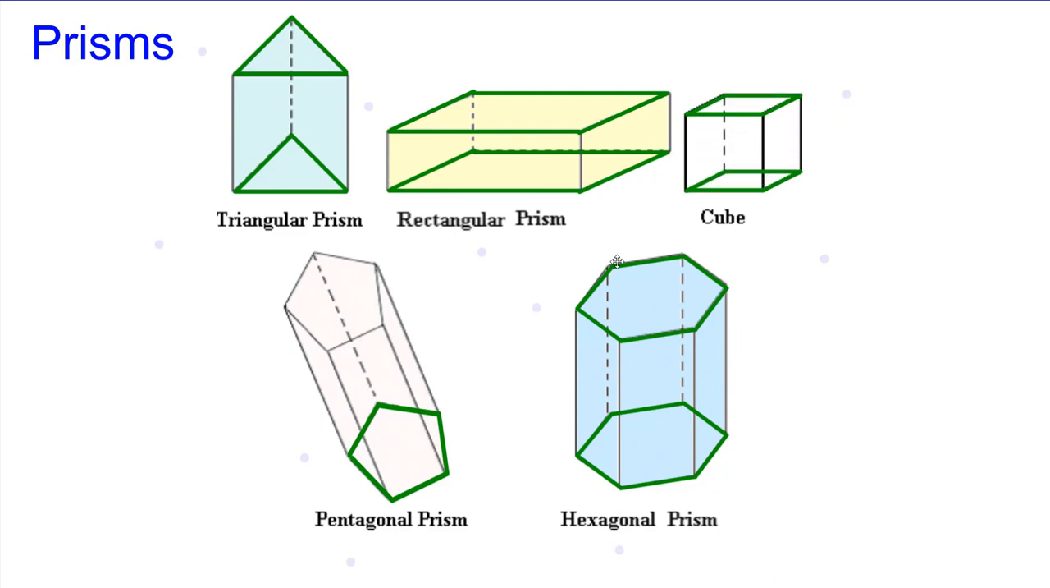Anyway, so this is a hexagonal prism, and it's got a congruent hexagon on a parallel base, on a parallel plane right above it.